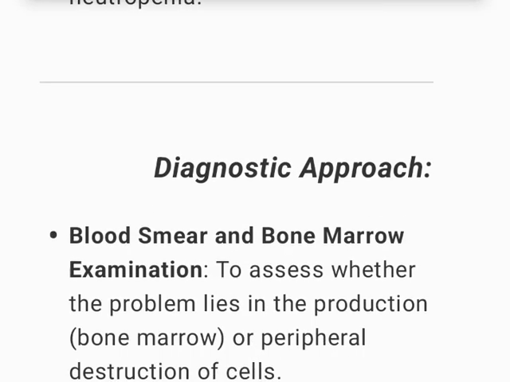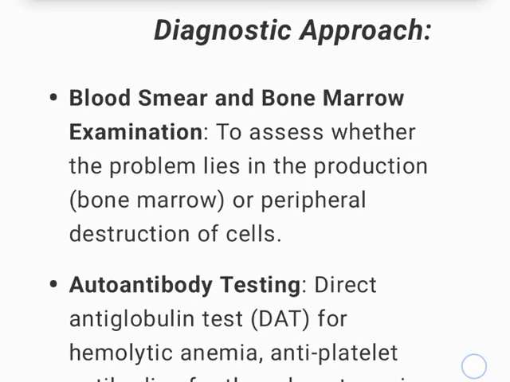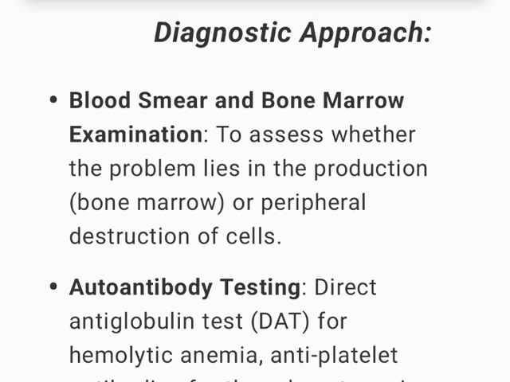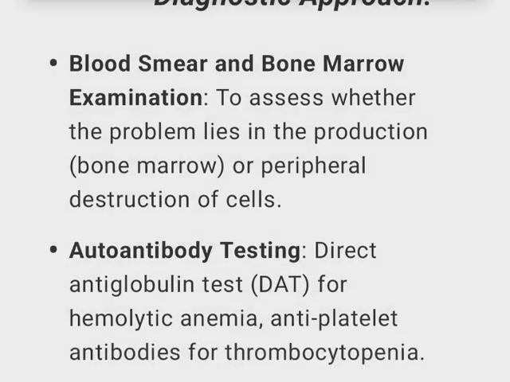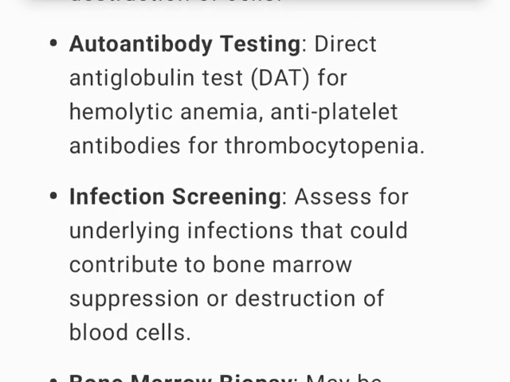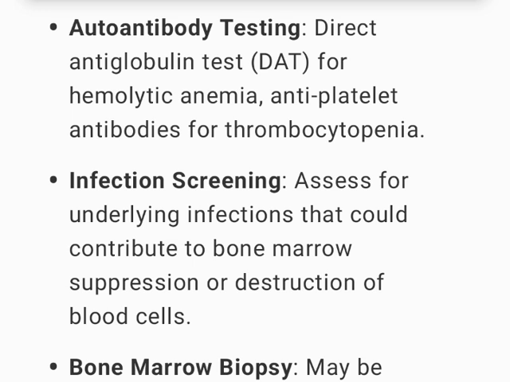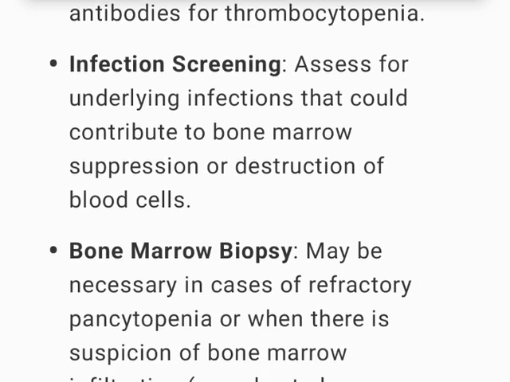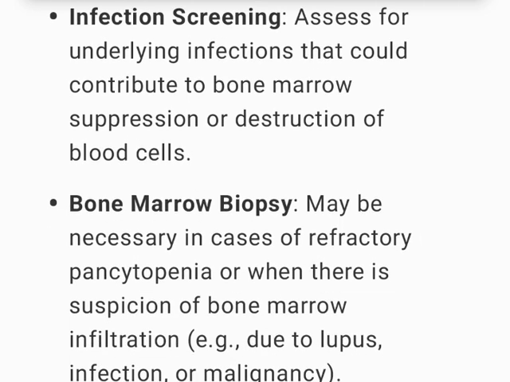severe neutropenia. Diagnostic approach, blood smear and bone marrow examination, to assess whether the problem lies in the production, bone marrow, or peripheral destruction of cells. Autoantibody testing, direct antiglobulin test, DAT, for hemolytic anemia, antiplatelet antibodies for thrombocytopenia. Infection screening, assess for underlying infections that could contribute to bone marrow suppression or destruction of blood cells.